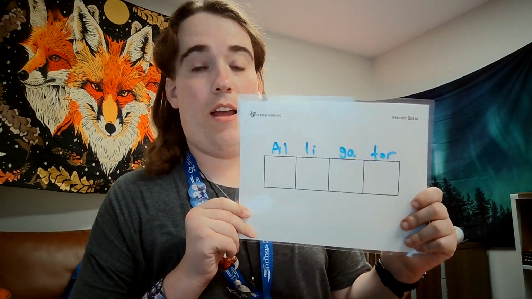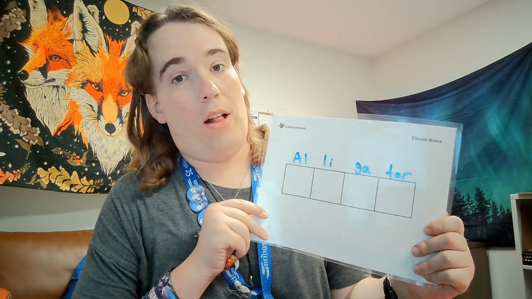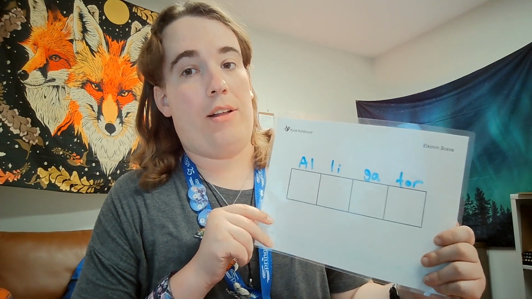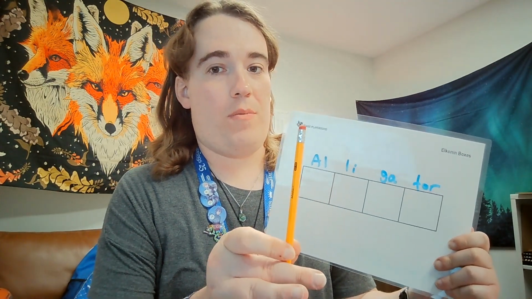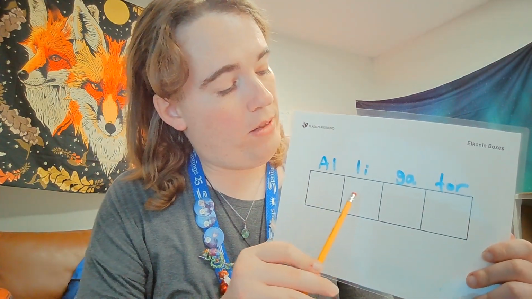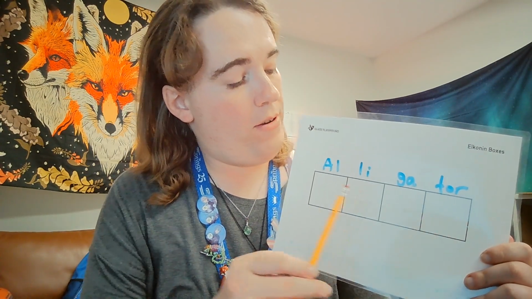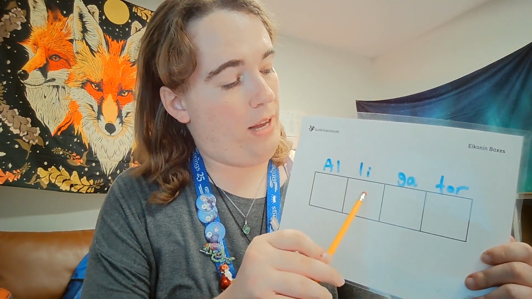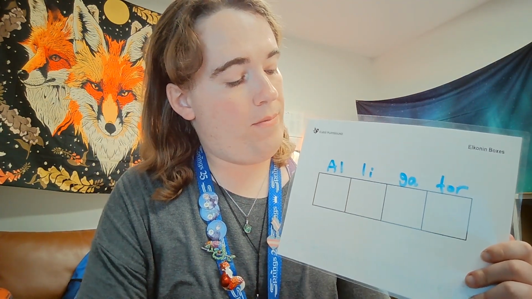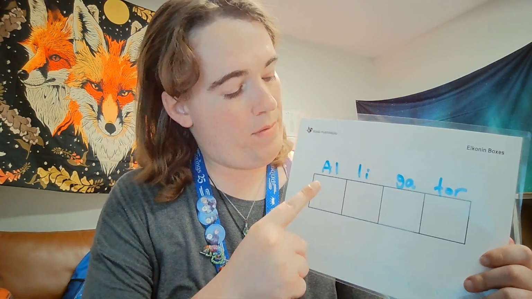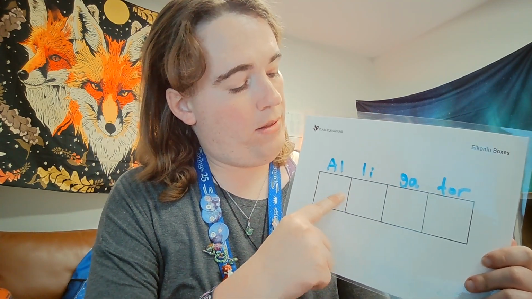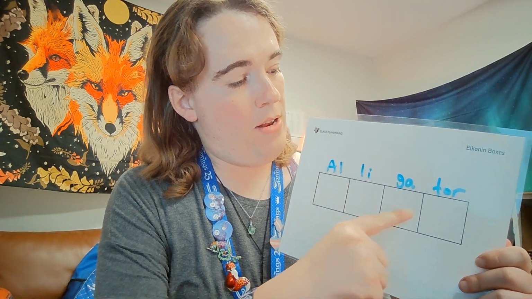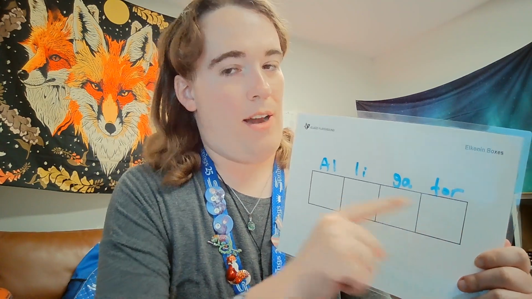For our second demonstration, we're going to use a 4-syllable Elkonin box for the word alligator. Demonstrating it with the pencil. Alligator. Alligator. One more time. Alligator.